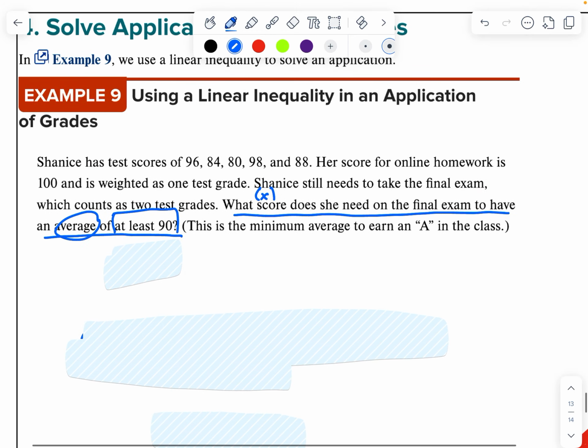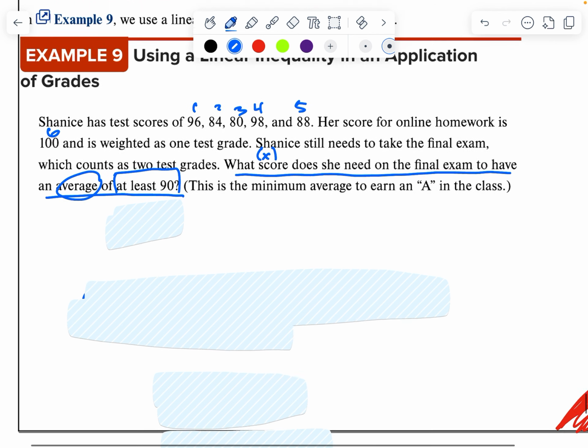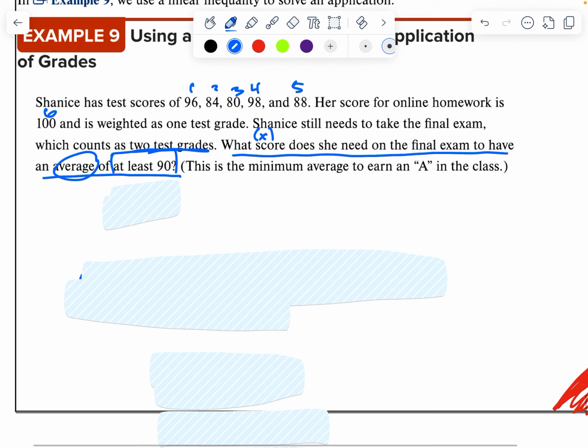All right, here's an application. Shanice has test scores. It gives us 5 of her test scores. Her score for her online homework is 100 and is weighted the same as an online test score. So we have 1, 2, 3, 4, 5 scores. Count this as a test, so that's 6 scores. She needs to take the final exam, which counts as 2 test grades. What score does she need on the final exam to have an average of at least a 90? An average of at least a 90 means greater than or equal to a 90.